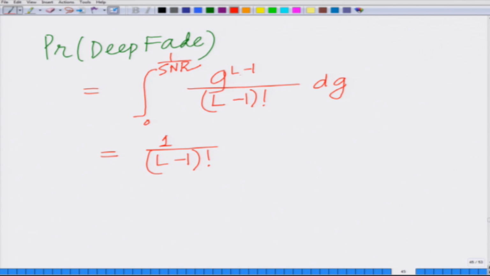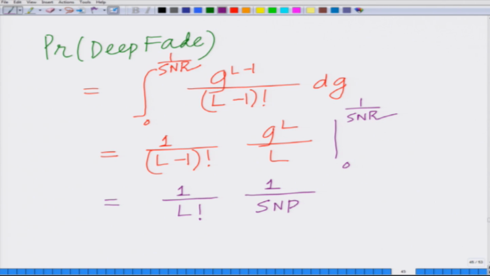times the integral of g to the power of L minus 1, which, remember, is g to the power of L divided by L, evaluated between the limits 0 to 1 over SNR. Now you can see 1 over L minus 1 factorial times L is 1 over L factorial, and g to the power of L evaluated between the limits 1 over SNR and 0 is simply 1 over SNR raised to the power of L. So, therefore, this is 1 over L factorial times 1 over SNR raised to the power of L.